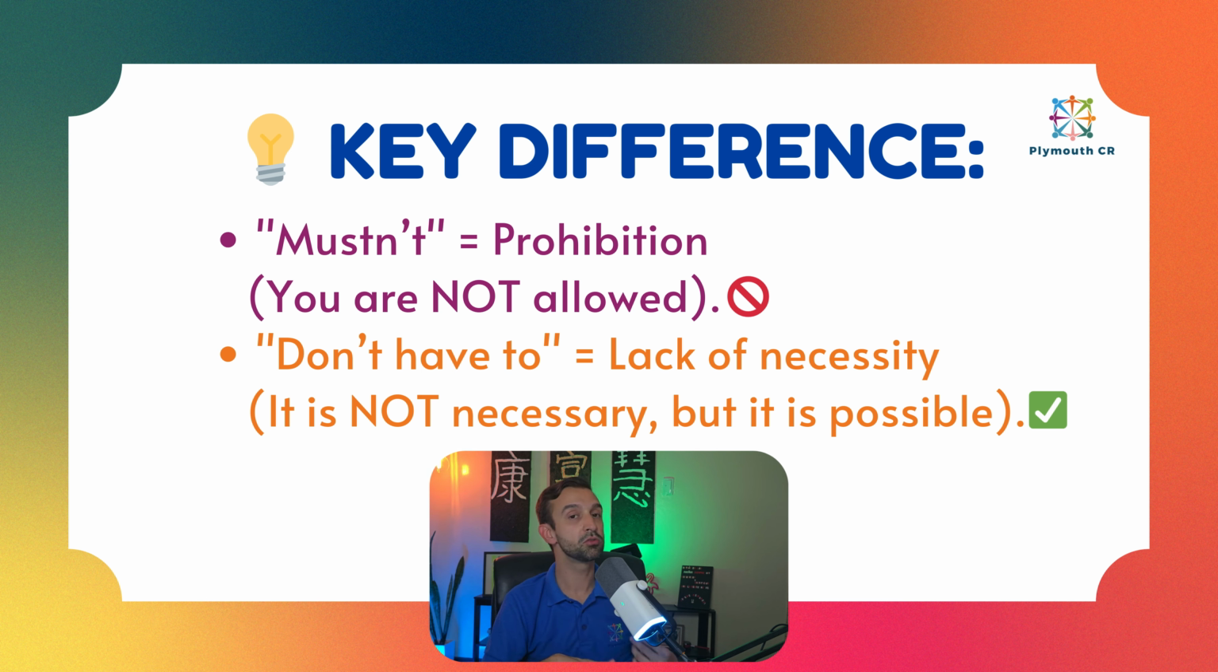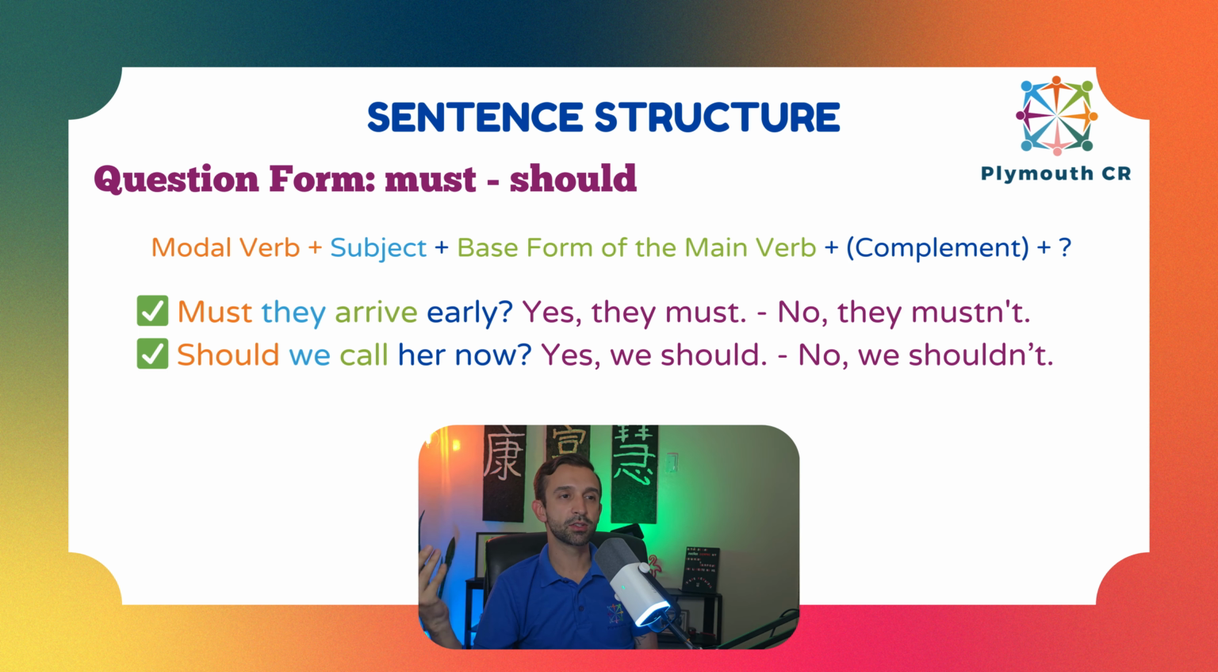While in the other one, you still have the possibility to do it. Now let's talk about the question form for must and should, okay? In here, we're going to apply inversion. We're going to have the modal auxiliary at the beginning. Then we have the subject, the verb in the base form, and the complement. This is the usual thing that we have been following.